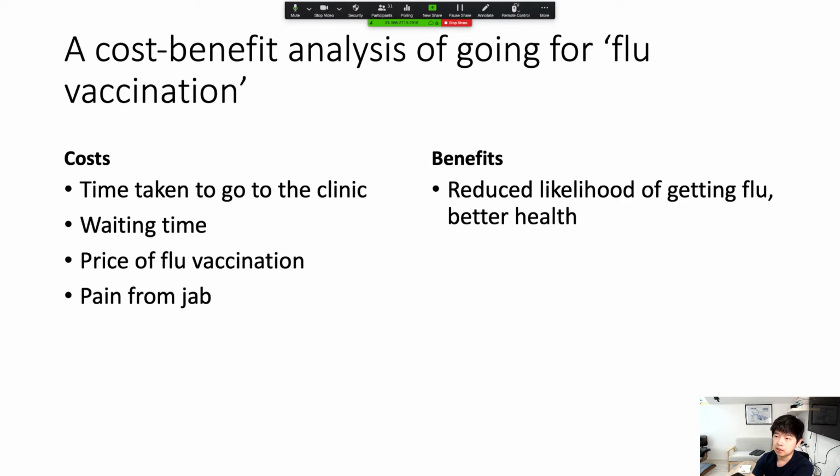This is associated with the costs and benefits of going for flu vaccination. For example, your cost is the time taken to go to the clinic. The costs will also include your waiting time. Nowadays, going to a clinic, your waiting time can last for as long as an hour. I mean, this is pre-COVID. Don't talk about COVID now. The price of flu vaccination will cost you about $50 to $60 minimally if you don't go to a polyclinic.